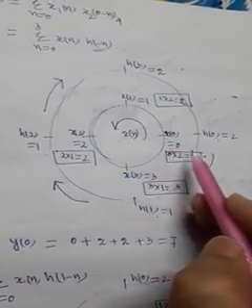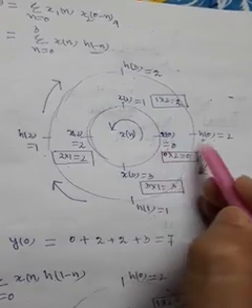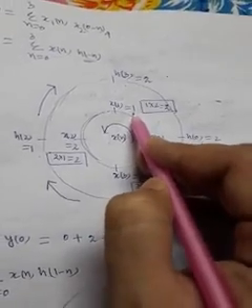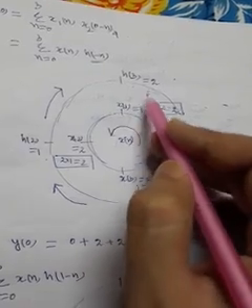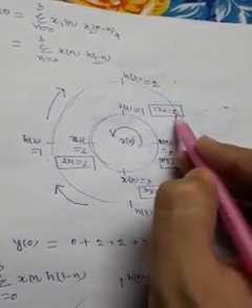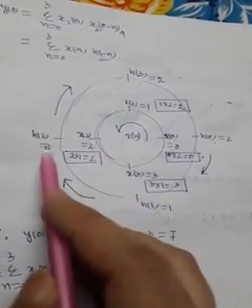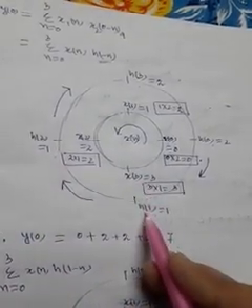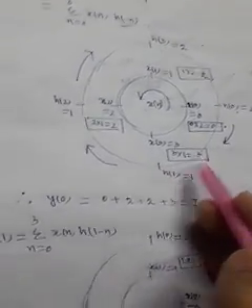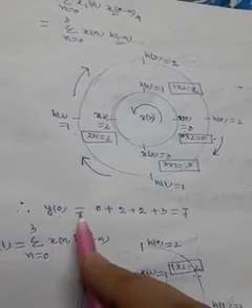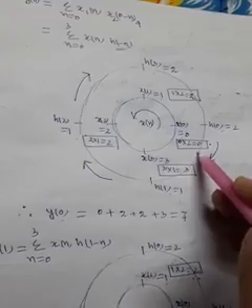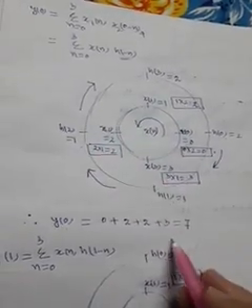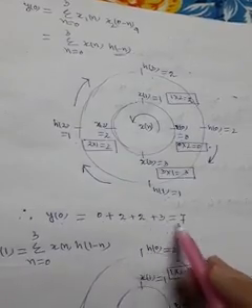Now see, we have just multiplied x0 with h0: 0 into 2 equal to 0. x of 1 is 1, h of 3 is 2, so 1 into 2 will get 2. x of 2 is 2, h of 2 is 1, so 2 into 1 we will get 2. x of 3 is 3, h of 1 is 1, so we will get 3 into 1 equal to 3. So y of 0 will be equal to 0 plus 2 plus 2 plus 3, that will give us 7.